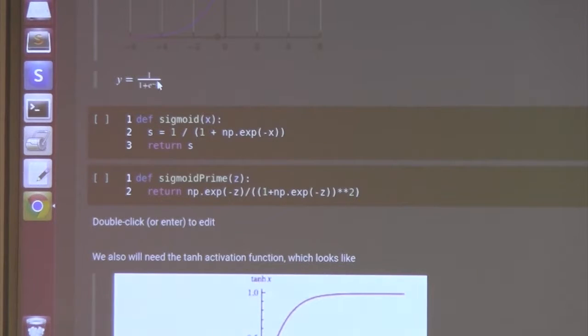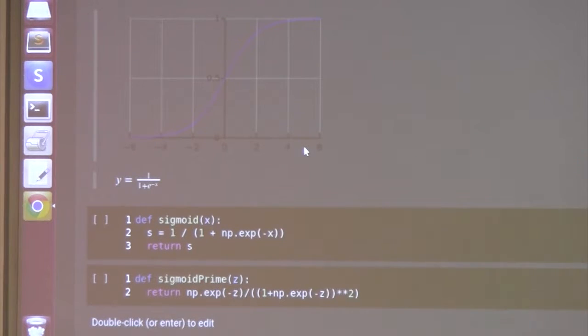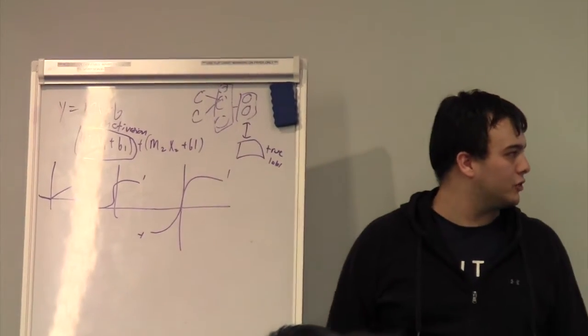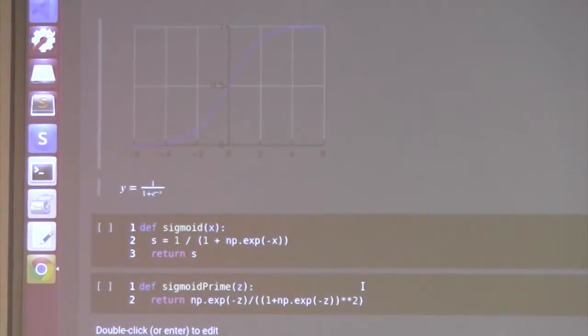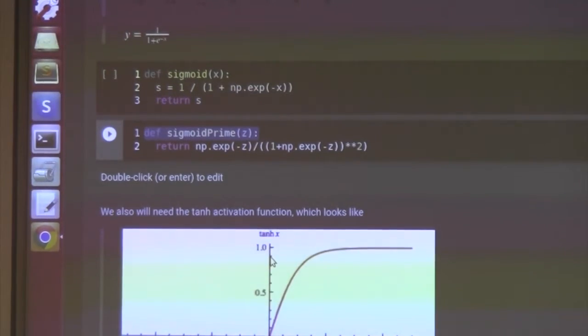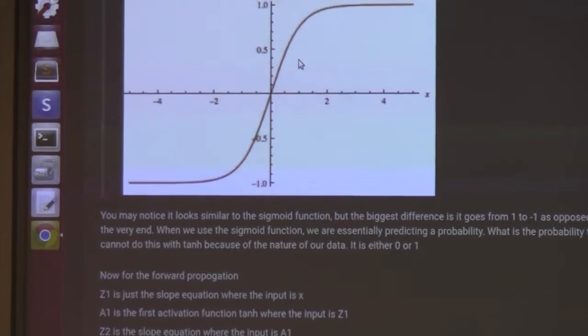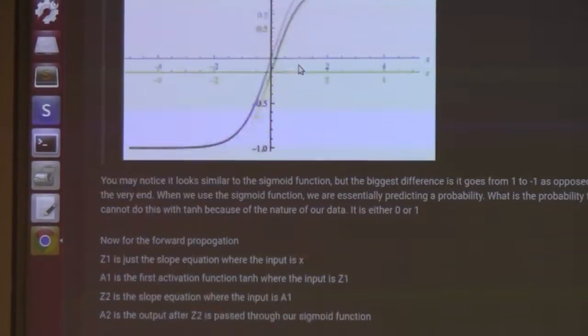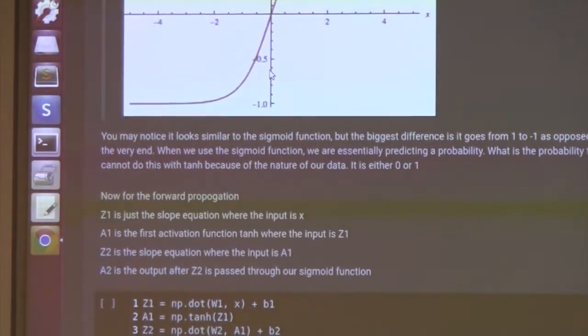Here's our sigmoid function. So it's 1 over 1 plus e to the negative x. I know this is really hard to see, but please just trust me that it looks like this for those who are having a hard time looking at this. Our sigmoid prime is going to be the sigmoid derivative. This was just talking about how we have the tanh function as well. We're pretty much going to use this as well.